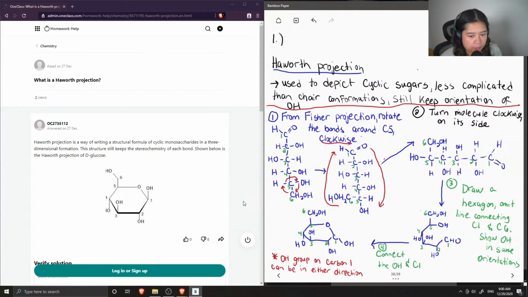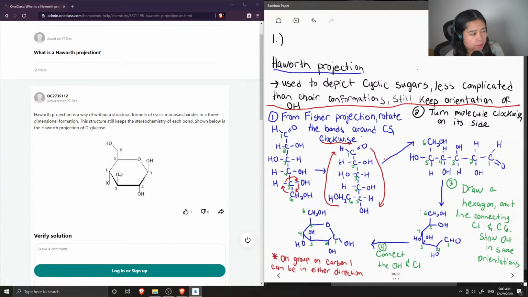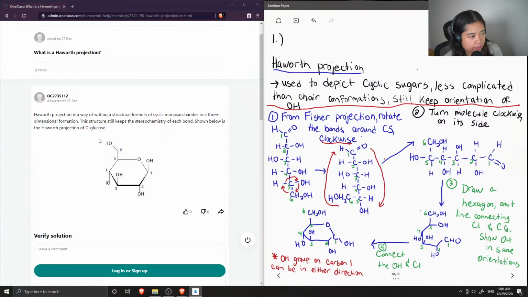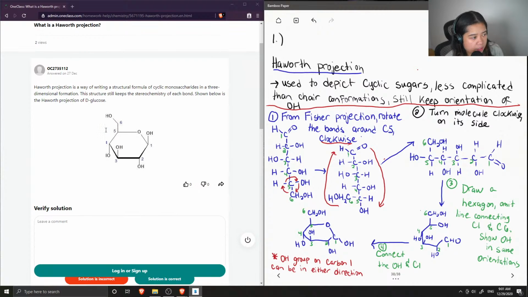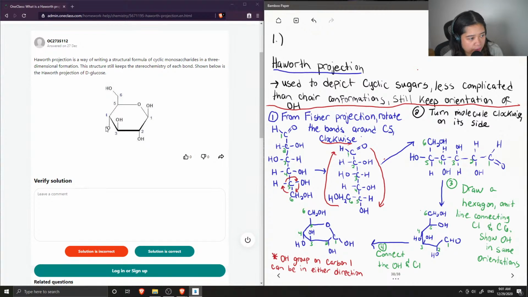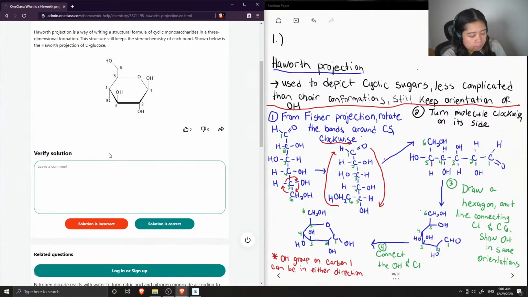And let's see what the junior tutor said. Haworth projection is a way of writing a structural formula of cyclic monosaccharides in a three-dimensional formation. This structure still keeps the stereochemistry of each bond. Shown below is the Haworth projection of D-glucose. Yep, so this solution is correct.